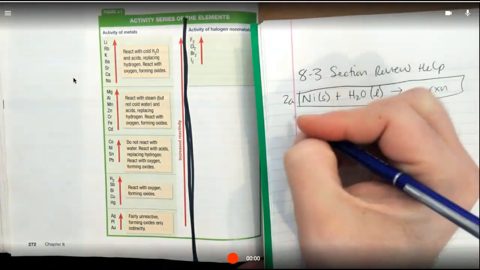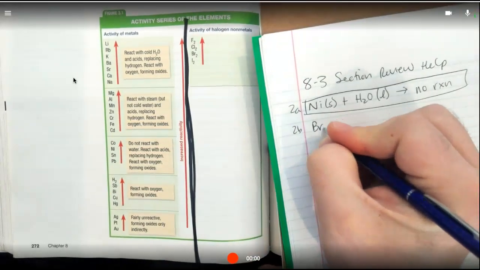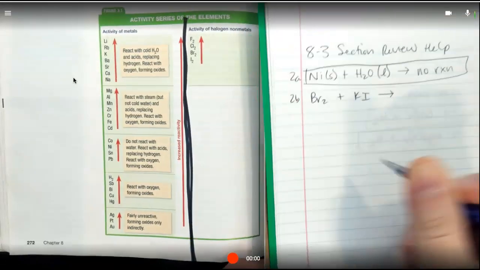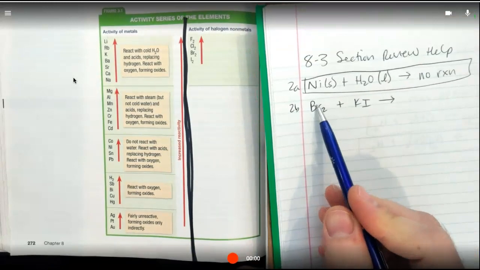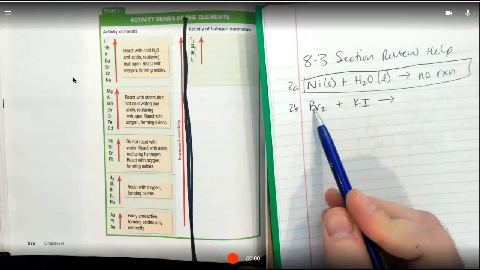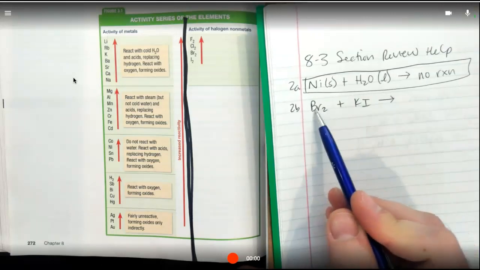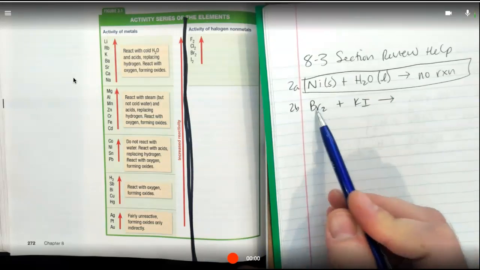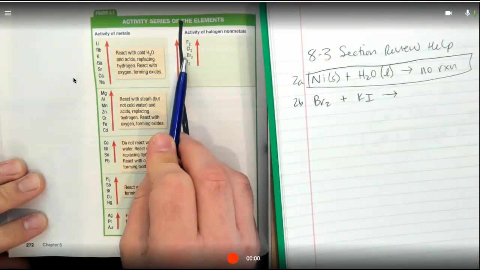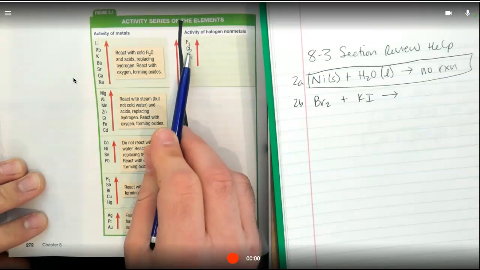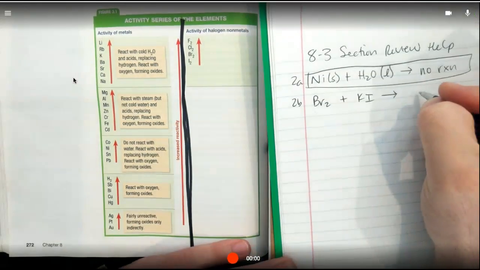2B, Shakespeare's favorite problem. So we have bromine plus potassium iodide. So we look at the solo element. That's bromine. It's trying to replace iodine. Bromine is an anion. Iodine is an anion. So anions replace anions, cations replace cations. So bromine's trying to replace iodine. We find bromine. It is above iodine, so bromine has more activity. It can replace iodine here.